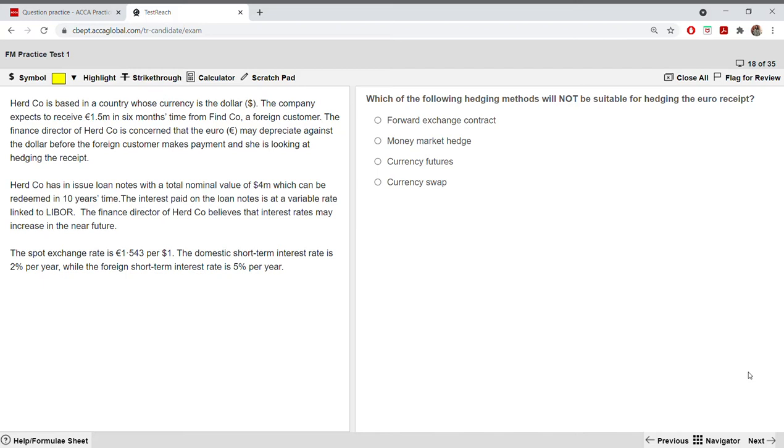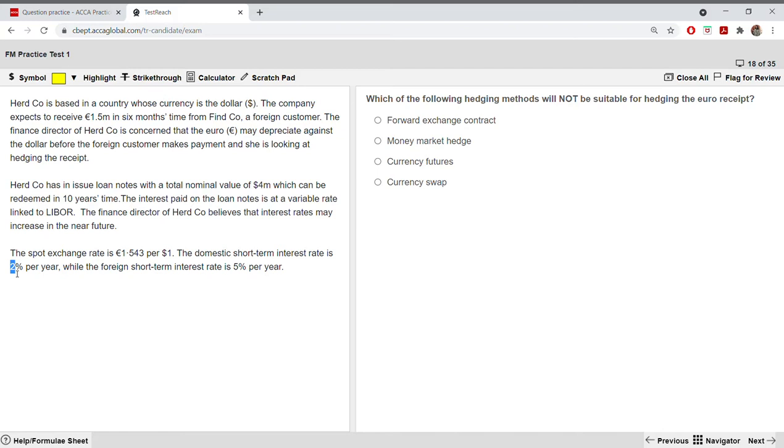The next: which of the following hedging methods will not be suitable for hedging the euro receipt? Forward, money market, currency future. We can use forward. Previously, the first question asked what the forward rate is. Money market: why not? We can use money market. Interest rates are given for the two countries in this case study. They are not saying generally. Generally, you can use all four methods to hedge the euro receipt. But in this condition, they are asking you based on the case study, the information they have given. If you are not sure, look at the amount of information they have given you.